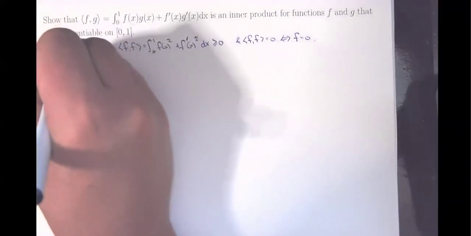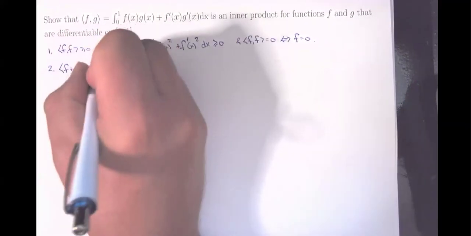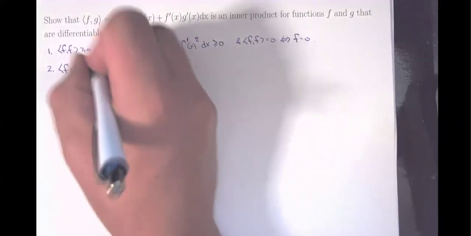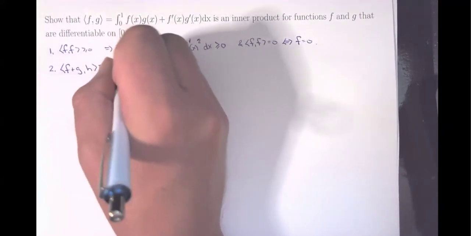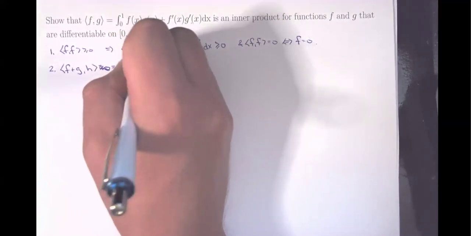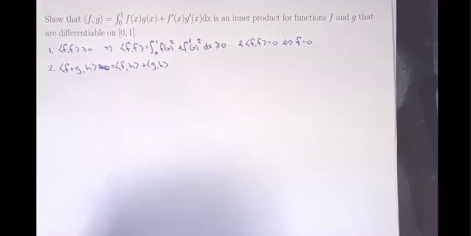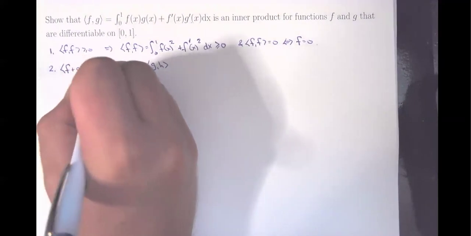Next property, property 2, is that the inner product of f plus g with h is greater or equal to 0. Sorry, not greater or equal to 0. It's equal to the inner product of f with h plus g with h. Okay, so let's try and prove that.